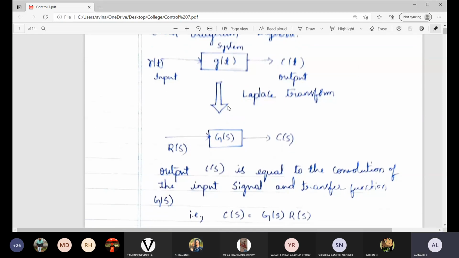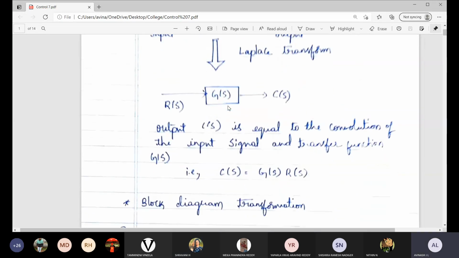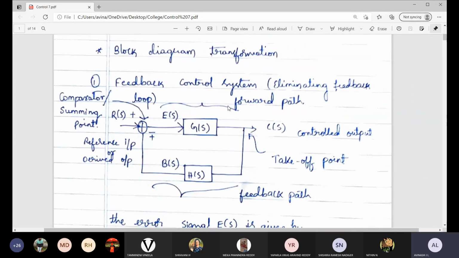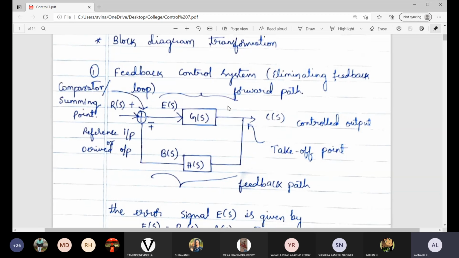So we started with the block diagram and we understood the Laplace transform and all. The first thing we understood is block diagram transformation, some important techniques. We discussed block diagram reduction techniques. The first is the feedback control system: eliminating the feedback loop and making it a single block. That is the first step we discussed.